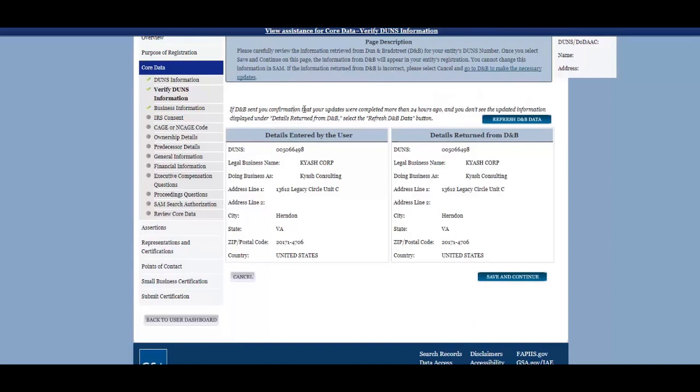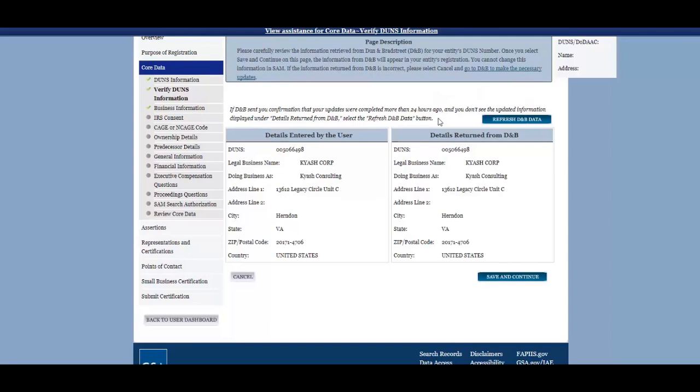If D&B sent you confirmation that your updates were completed more than 24 hours ago and you don't see the updated information displayed under details, return from D&B. Please select the D&B data button. What's going on here, folks, is that like I said before, in order to register with SAM, you must first register with D&B.